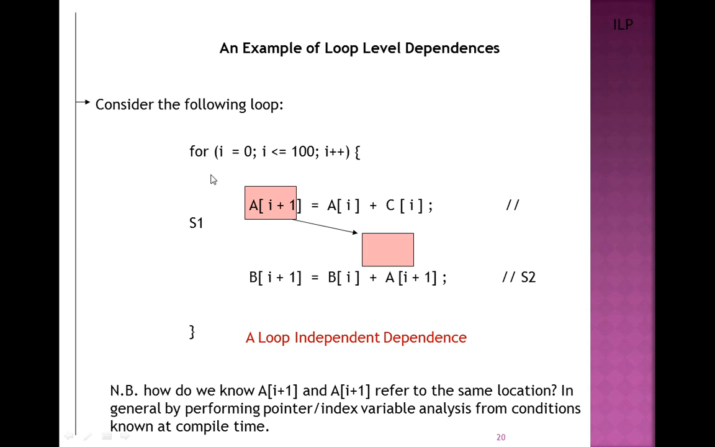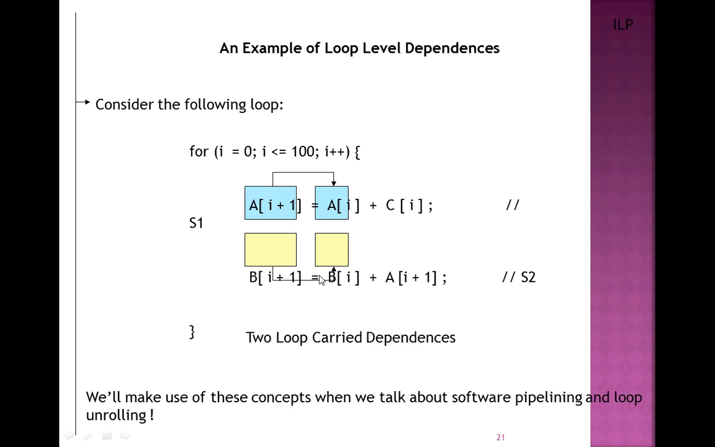This is the example. This is the for loop: for i equals 0, i less than or equal to 100, i plus plus. S1: a[i+1] equals a[i] plus c[i]. Then S2: b[i+1] equals b[i] plus a[i+1]. This is your loop independent dependency. Note that we know that a[i+1] refers to the same location, so these are dependent on one another.